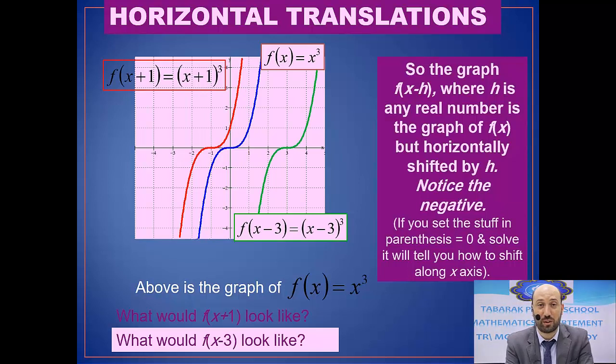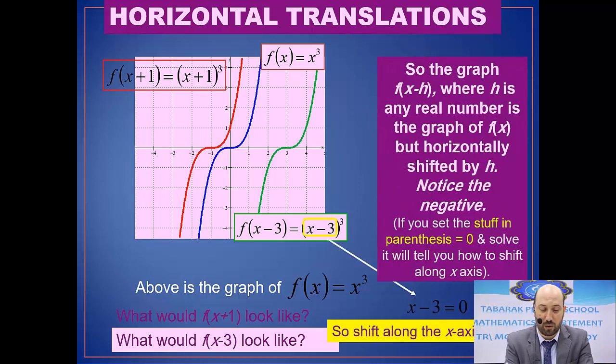If you set the stuff in parentheses equal to 0 and solve it, it will tell you how to shift along the x-axis. So the graph of f(x − h), where h is any real number, is the graph of f(x) but horizontally shifted by h. Take the negative: if you set the stuff in parentheses equal to 0 and solve it, it will tell you how to shift along it.